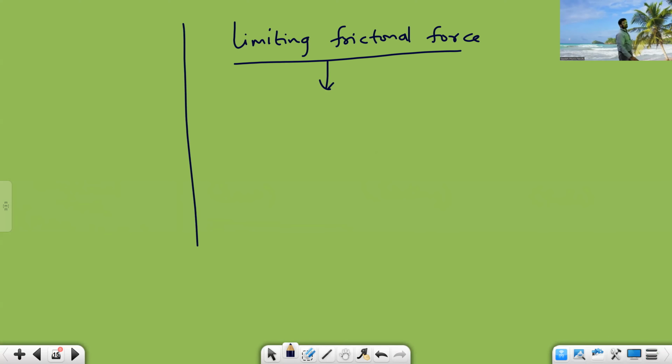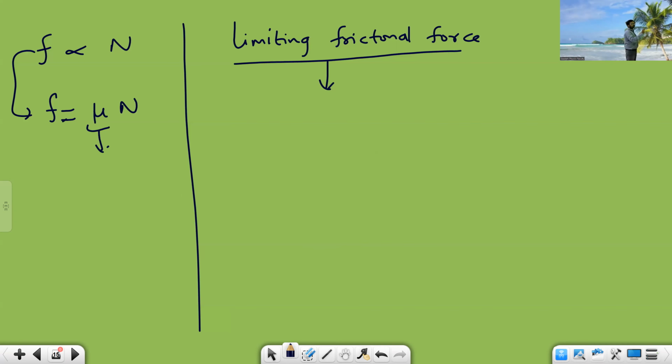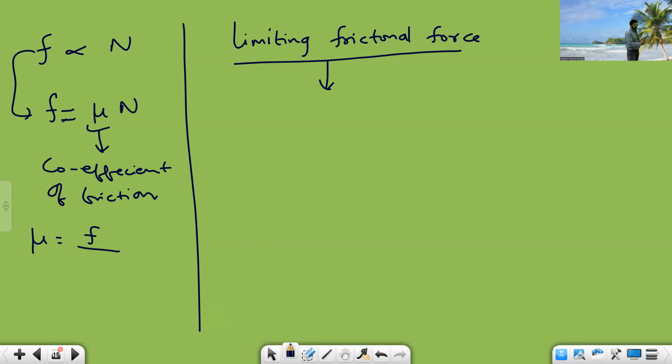You have to understand the limiting frictional force, the idea about friction. Always, frictional force is directly proportional to normal reaction N. And I can write frictional force is equal to mu into normal reaction. This mu is called the coefficient of friction. It depends on the nature of the materials of the surfaces. So mu is the coefficient of friction, depending on the nature of the surfaces in contact.